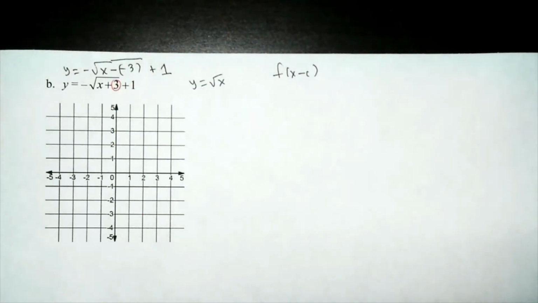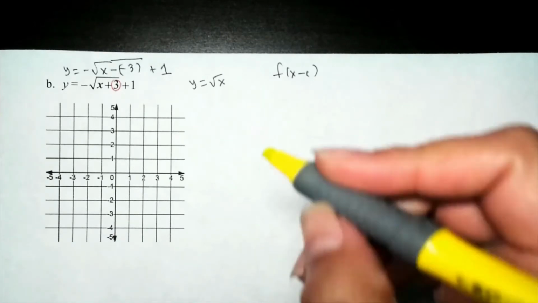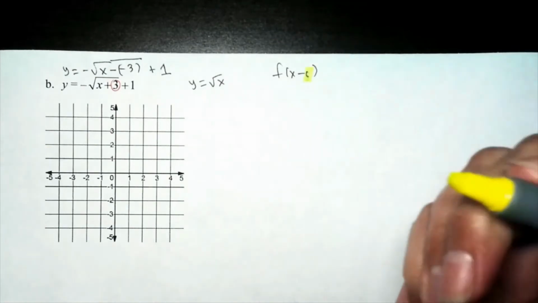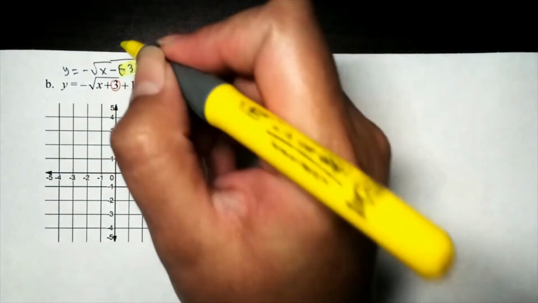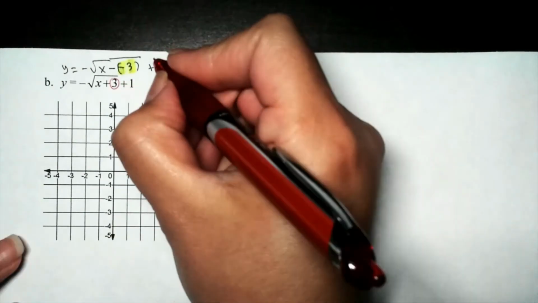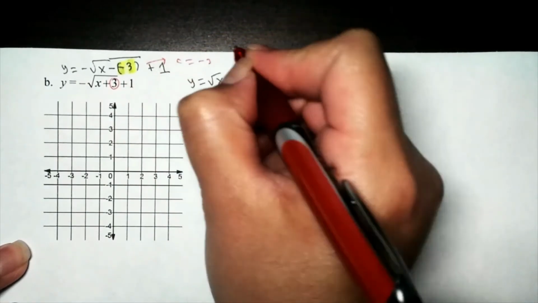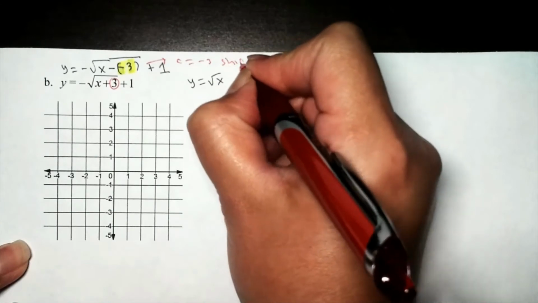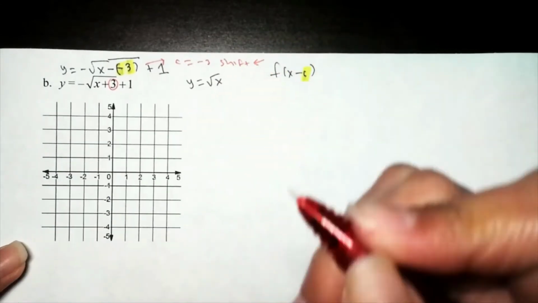When we say changing, we're changing the meaning. When we rewrite it, it looks different, but it still has the same meaning. So subtracting -3 is the same as adding 3. So now the question is, what are we subtracting the x by? That will give us the value of c. In this case, we're subtracting the x by -3. So that means that since c is -3, we're gonna shift 3 units to the left.